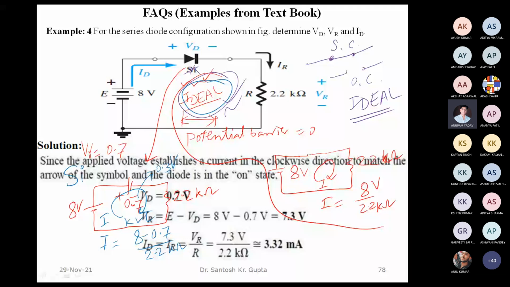It is just a representation that some current is flowing through the diode. ID is just saying the current through the diode. R stands for resistance, and the current flowing through the resistance is shown by IR. So my question is, what do you think about the magnitudes of ID and IR? Suppose they are different. Can they be different?